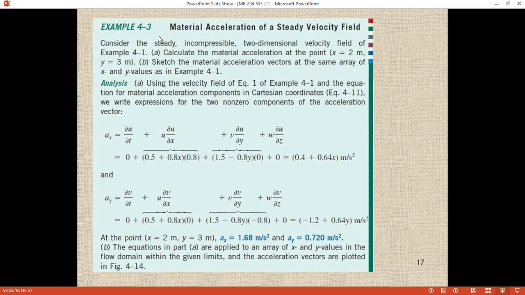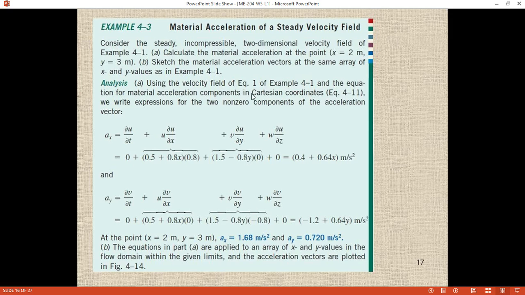Consider the steady incompressible two-dimensional velocity field of example 4-1. Calculate the material acceleration at the point x equals 2 meters and y equals 3 meters. Sketch the material acceleration vector at the same array of x and y values as in example 4-1. Using the velocity field, equation 1 of example 4-1, and the equation for the material acceleration components in Cartesian coordinates, because the values are given in Cartesian coordinates.